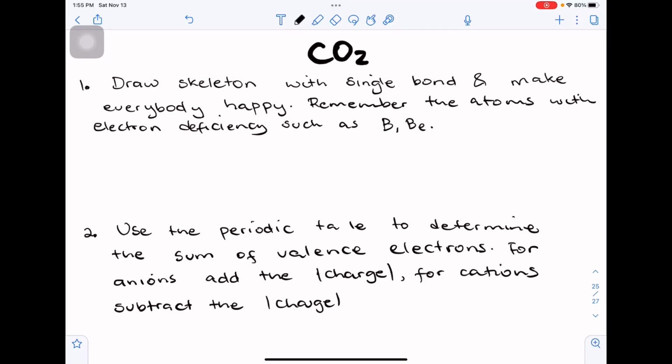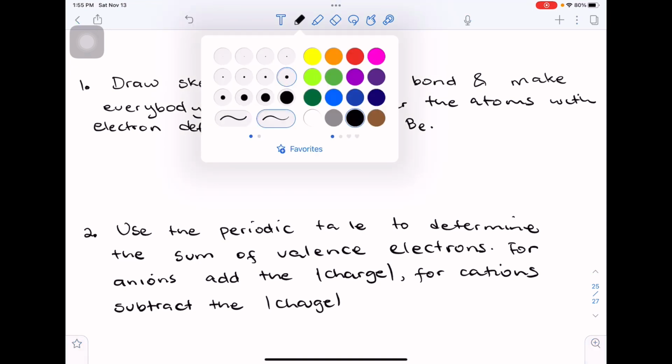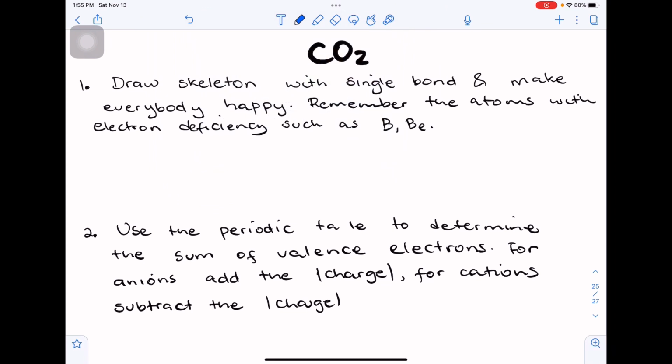In this video, we're going to learn how to draw the Lewis structure of our molecule here. Some people call it Lewis dot, some people call it dot and cross, but whatever it is, we're drawing the structure. So the first step that we have to do is we draw the skeleton of this molecule. We know there's a carbon, and the carbon is flanked by two oxygens. So we draw the skeleton.